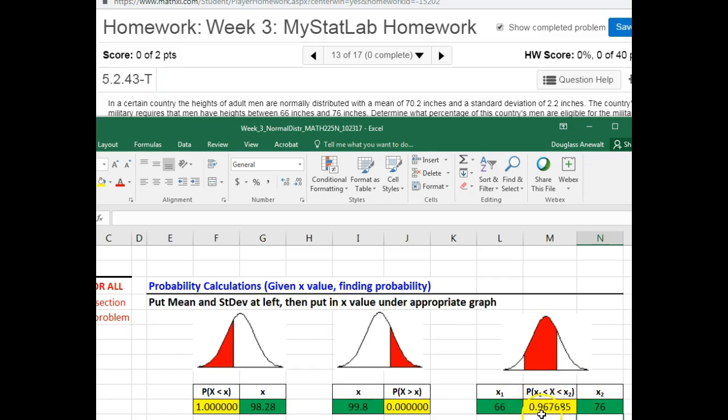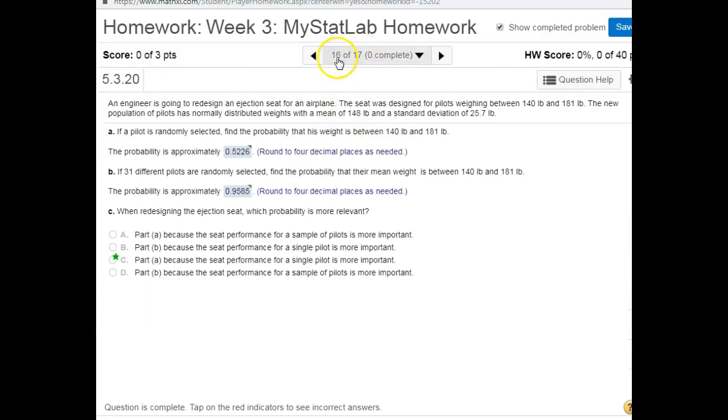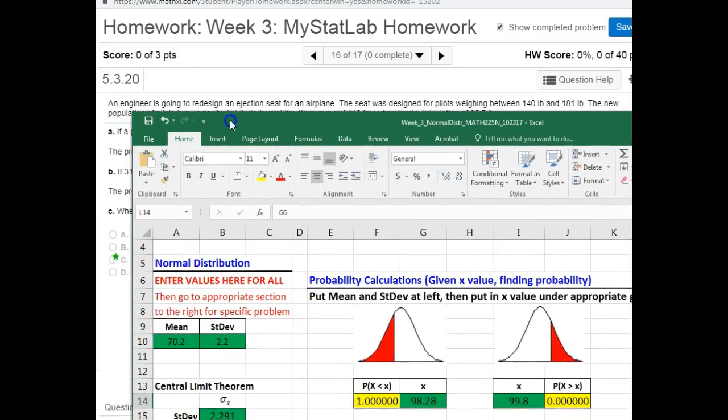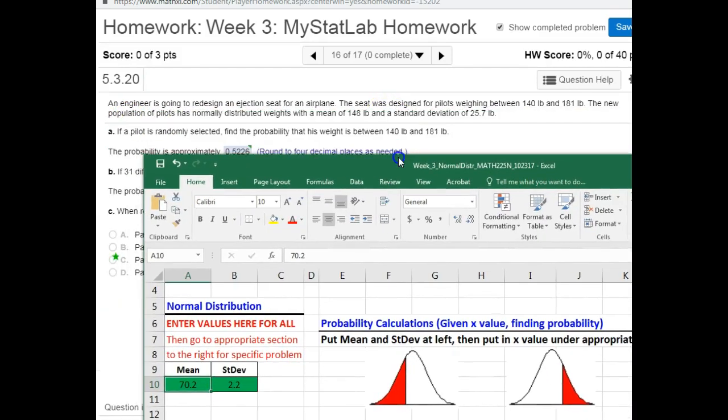So this is the percentage of people between these two heights. It would also be the probability if you randomly selected one person that they would fall in between those two height values. Number 16 here, again, we have a normal distribution and we're given the mean and the standard deviation. So I'm going to start off in my spreadsheet by typing those in, the mean and the standard deviation from the particular problem.